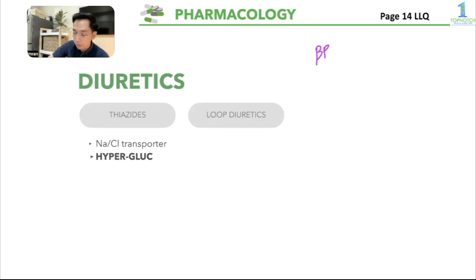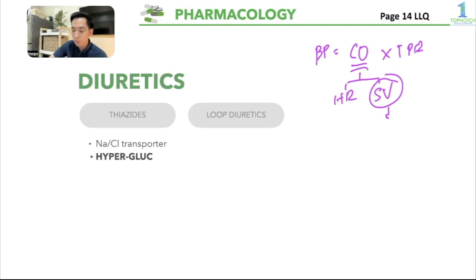Because if you recall, our blood pressure is cardiac output times the total peripheral resistance. And your cardiac output is a product of your heart rate and your stroke volume. And your stroke volume, this is where our blood volume comes in. If you lower the blood volume, the stroke volume goes down, the cardiac output goes down. And to do that, you make the patients urinate. The most common diuretics used for hypertension are the following.